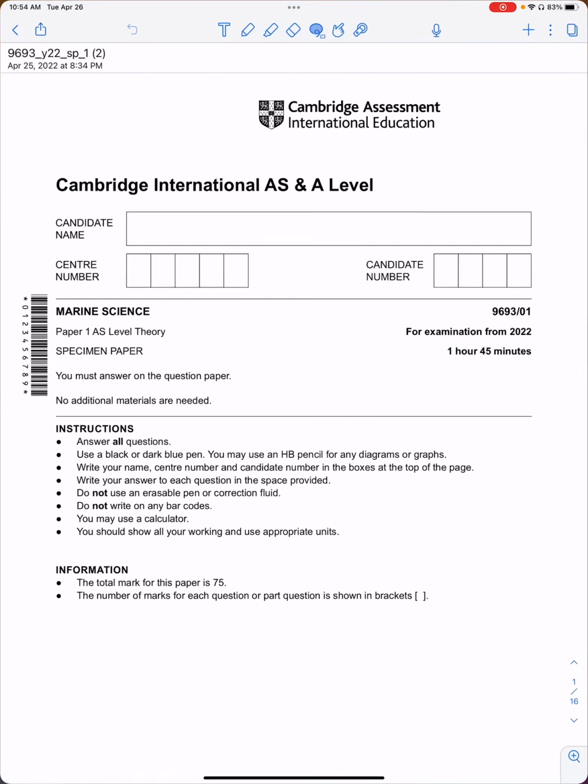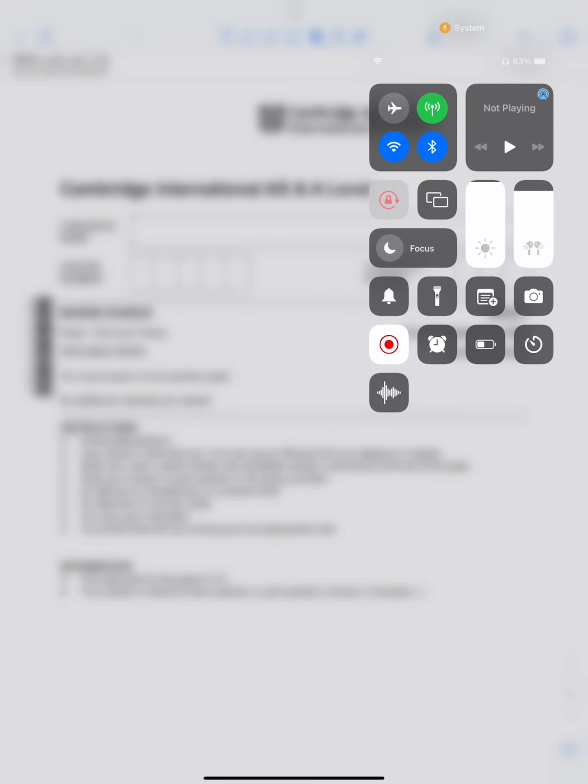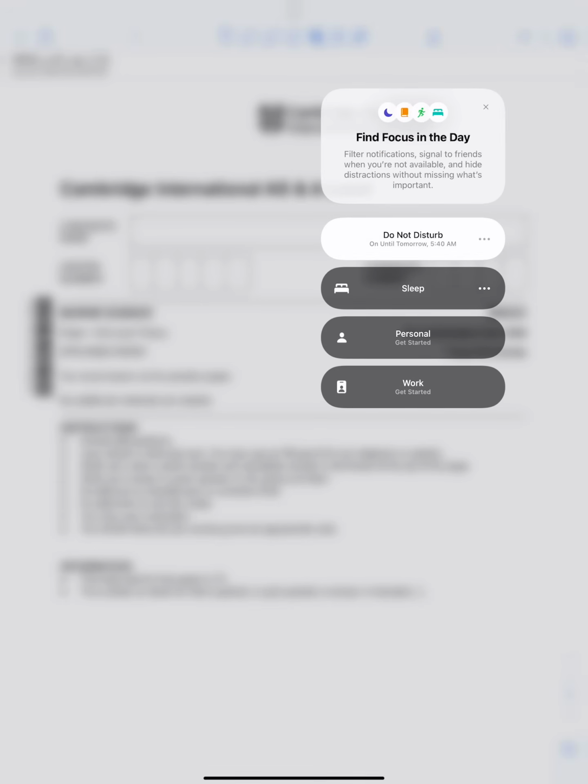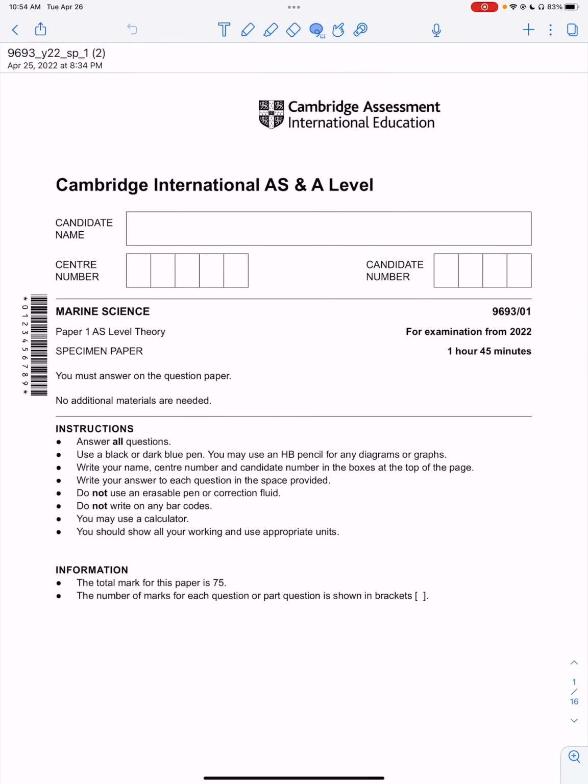Tomorrow is your paper one exam. So if you're not in class today, you're taking another Cambridge exam. I am just going to run through paper one with you.